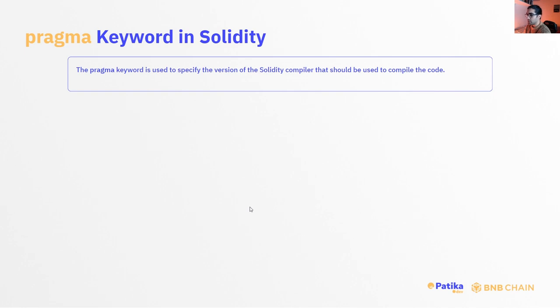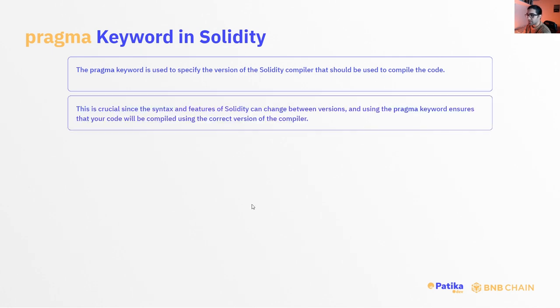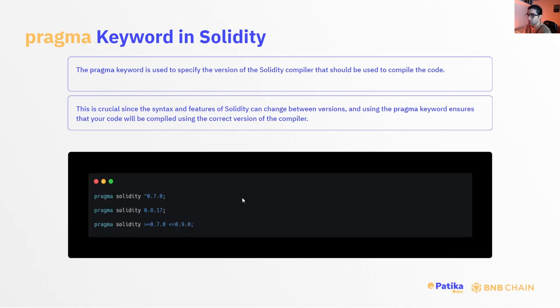Okay, so Pragma keyword in Solidity. The Pragma keyword is used to specify the version of the Solidity compiler that should be used to compile the code. This is crucial since the syntax and features of Solidity can change between versions, and using the Pragma keyword ensures that your code will be compiled using the correct version of the compiler. So here, how we can use this Pragma Solidity keyword. It's basically indicating that, for example, here you can use the versions higher than 0.7.0, or here you can directly specify that, okay, I want to use this specific version. And here what we are doing is to use an interval to specify that I want to use compilers between these versions.